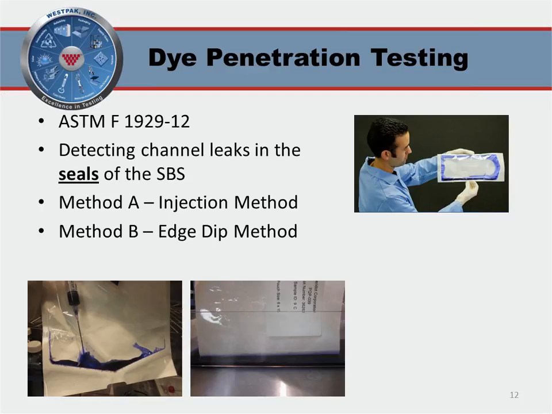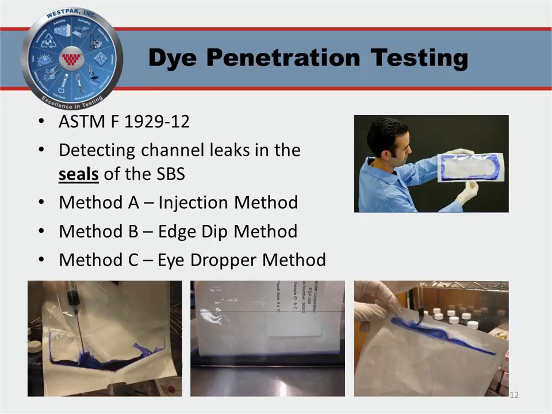For this to work, the dye must be in direct contact with the seal edge, so you can't use this method for pouch seals with fins, such as the in-house seal or the chevron seal. For these seals, you can use method C. This is the eyedropper method. This is where you drop dye into the fins of the seals to expose the seals to the dye.